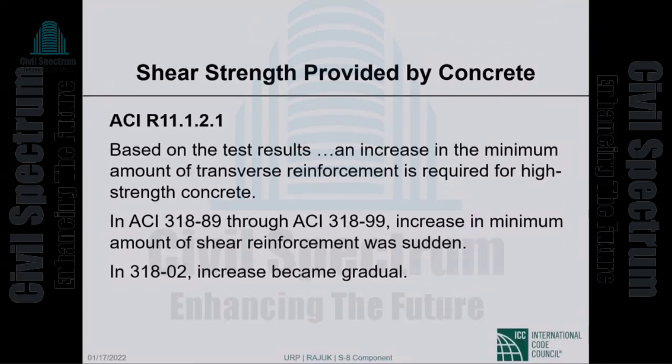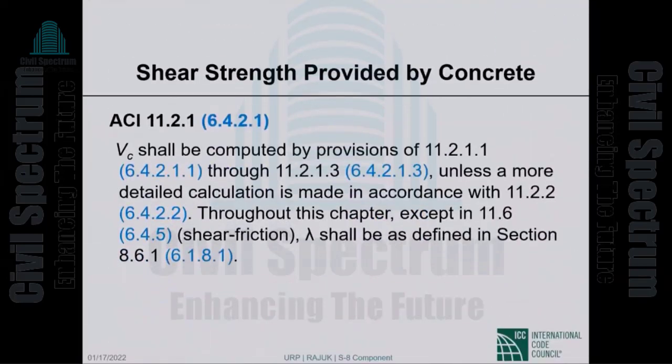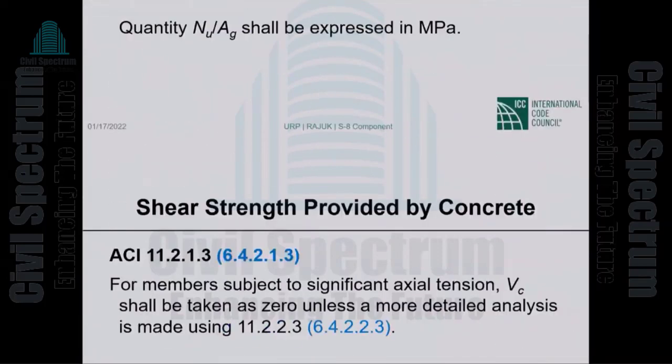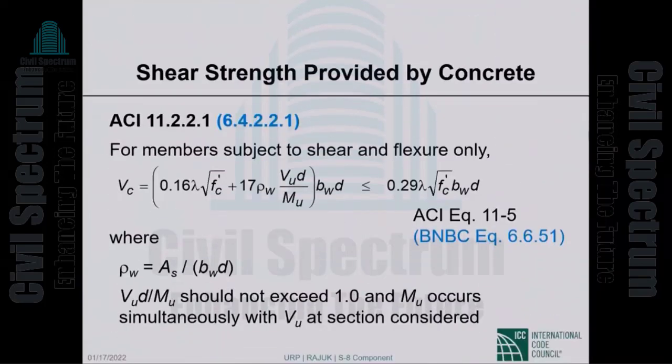Okay. Before we go there, based on the test results, an increase in the minimum amount of transverse reinforcement is required for high strength concrete. In ACI 318-89 through 99, the increase in minimum amount of shear reinforcement was sudden. In 318-02, the increase became gradual. Okay, let me go there. I'll come back. I have a figure.